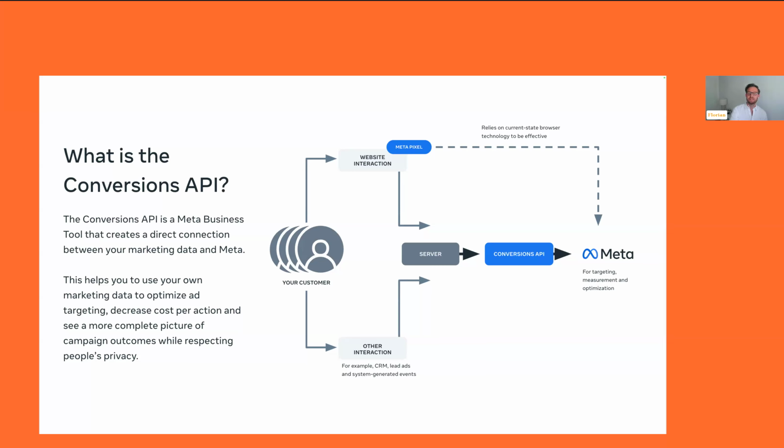And let's go a bit into the differences between Pixel and Conversions API and what the Conversions API actually is. So when you advertise on Meta platforms, on Meta technology, traditionally this journey relied on web data that used the Meta Pixel, which relied on browser-based technology. The Conversion API here creates a direct connection between your marketing data and the systems that actually help to optimize ad targeting and decrease the cost per action and measure results across Meta technologies.